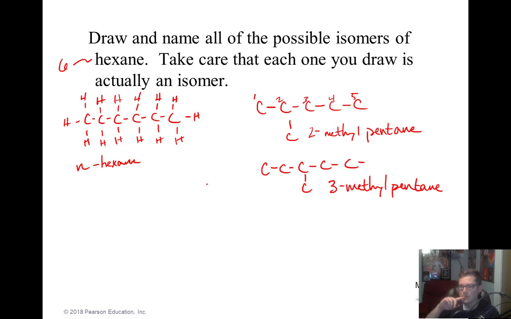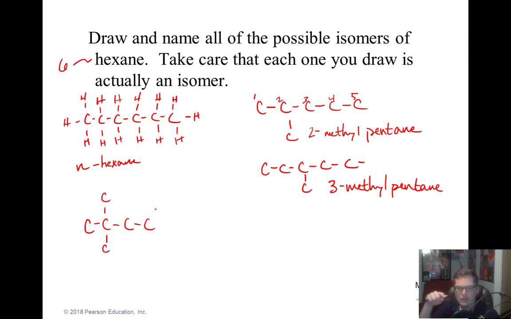So what else could we do? Well, what if we took another one off the side and we made them share a carbon? Remember, carbons can make 4 bonds. They don't always have to bond to hydrogens. So what if we put 4 in a row, 1, 2, 3, 4, and off of this one we put 1 carbon here and 1 carbon here. Still hexane, right? 1, 2, 3, 4, 5, 6. There are 6 carbons and 14 hydrogens, just like normal. So just like n-hexane, it's still an isomer.